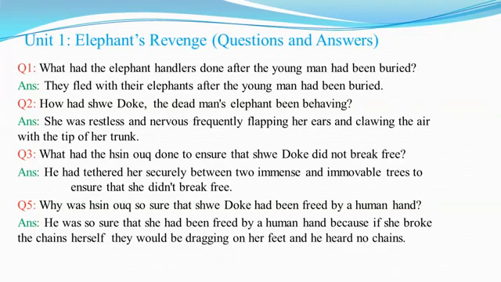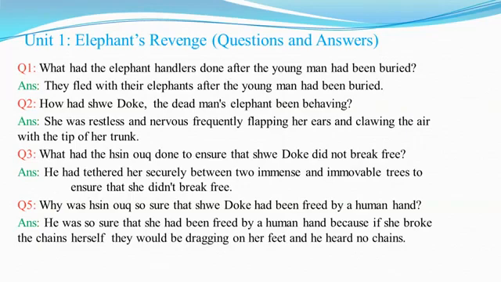The next question, number 3: What had the Hassanok done to ensure that Joy Dog did not break free? The answer is he had tethered her securely between two immense and immovable trees to ensure that she did not break free.